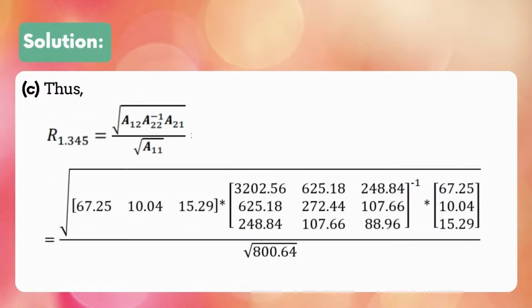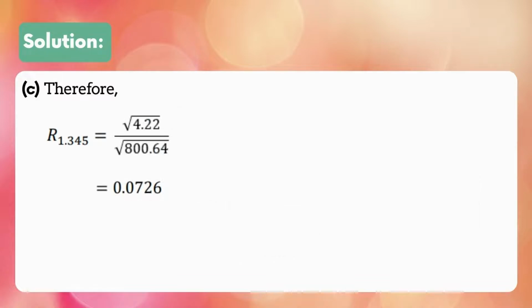To compute the multiple correlation between x1 and the set x3, x4, and x5, we obtain the square root of A12 times A22 inverse A21 divided by the square root of A11. This is equal to the following, which is then equal to square root of 4.22 divided by the square root of 800.6. The resulting answer is 0.0726.